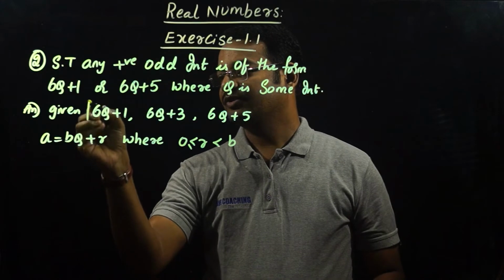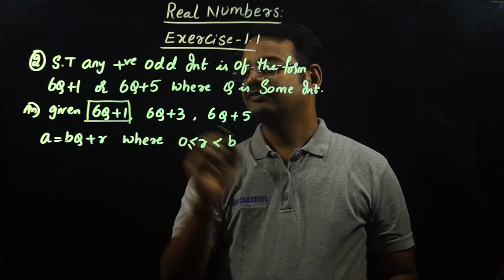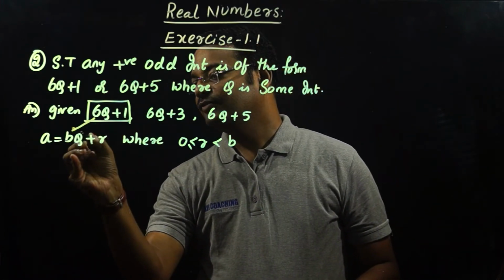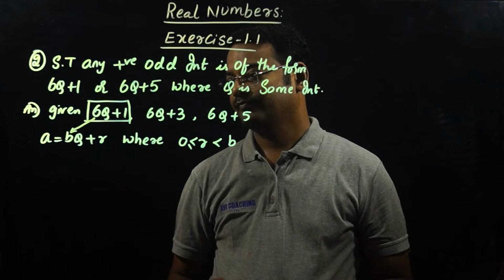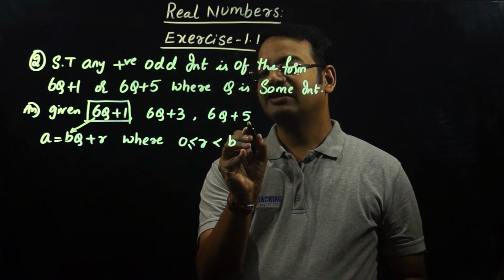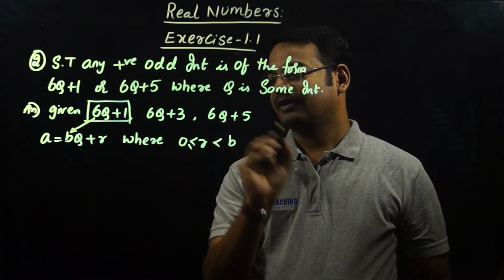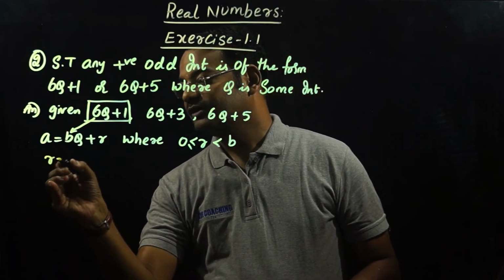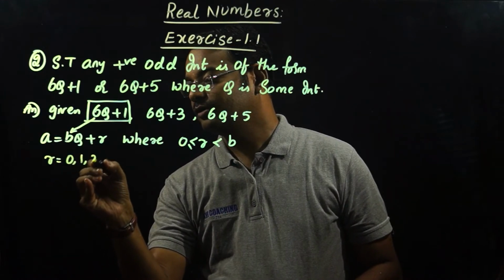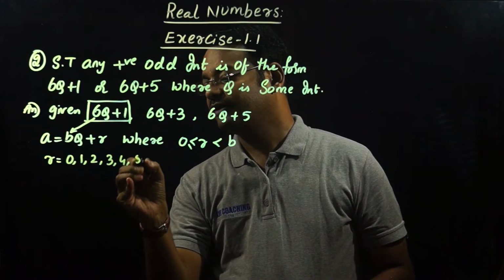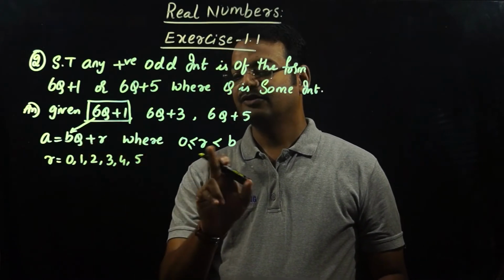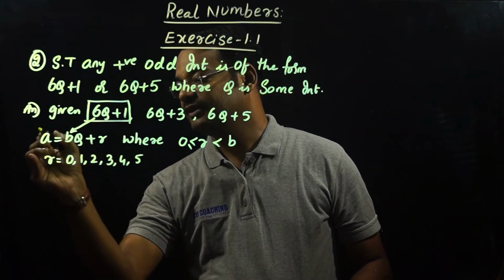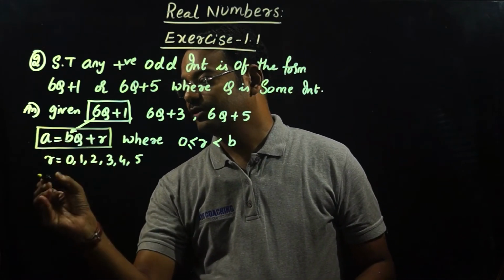And from the given forms, that is 6q plus 1, 6q plus 3 and 6q plus 5, it's very clear that the B value is 6 and R should be less than 6. R can take the values 0, 1, 2, 3, 4 and 5, because B is 6, so R can take values less than B. Now we substitute this into Euclid's equation.